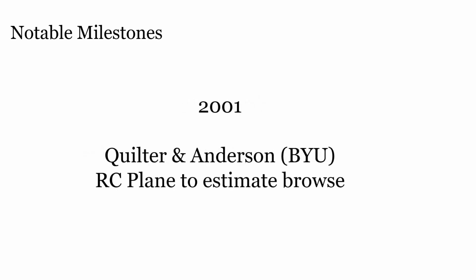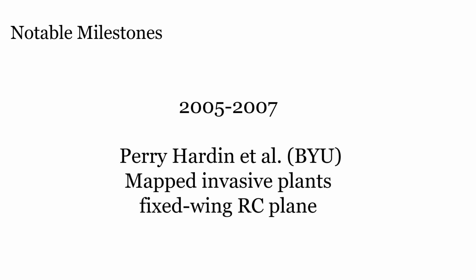Then in 2001, that was the year of the first paper I could find that used drones for some rangeland application. In 2001, Quilter and Anderson from BYU demonstrated how we could estimate browse from an RC plane. A few years later, also at BYU, Perry Hardin and collaborators showed us how we can map invasive plants, also from imagery from a fixed-wing RC plane.